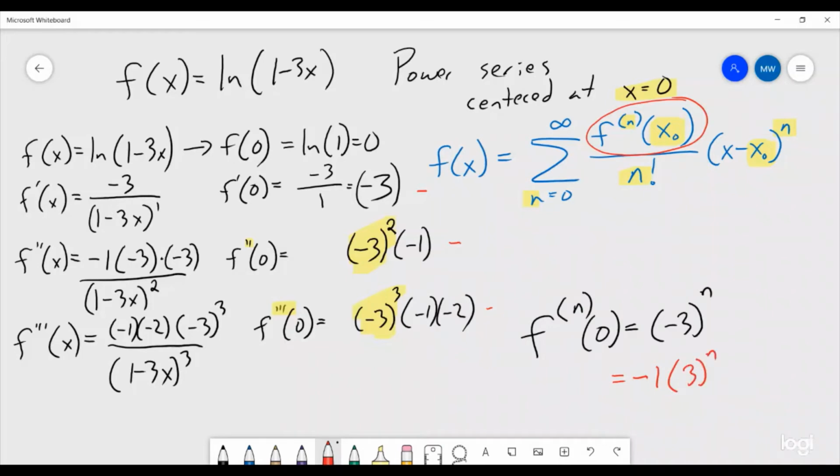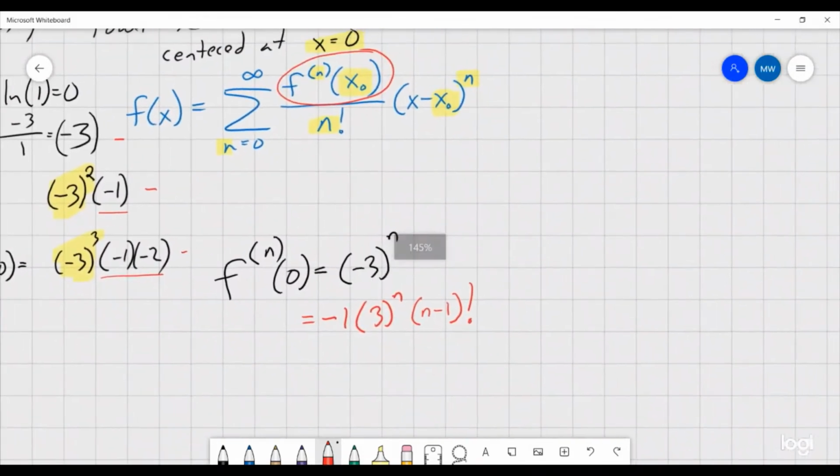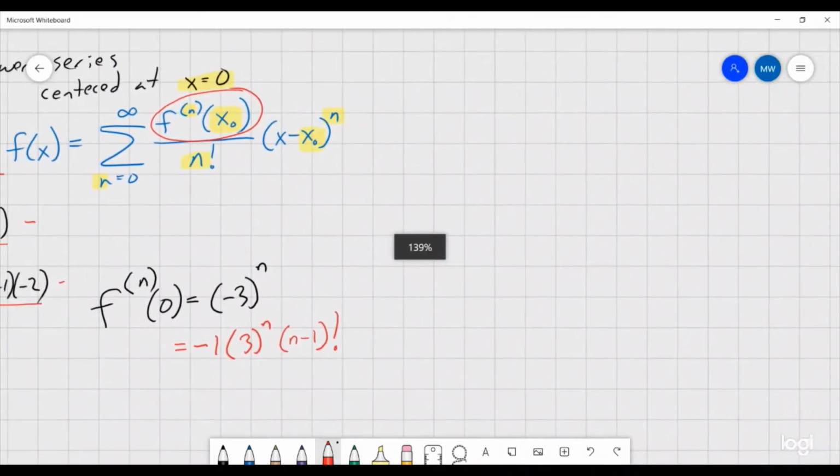So then we are left with 1, 2, the next one we're going to get a 3 in there. So we're going to have something factorial coming out. And in this case, 1 times 2, that is 2 factorial. 1 is a 1 factorial, so it is an n minus 1 factorial. So now we have those two pieces that we need.